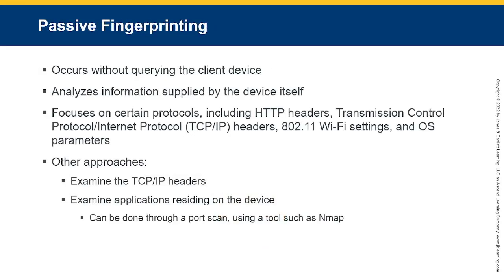Passive fingerprinting occurs without querying the client device. It analyzes information supplied from the device itself, focusing on certain protocols including HTTP headers, TCP/IP headers, 802.11 Wi-Fi settings, and OS parameters. They also can examine the applications residing on the device. This can be done with a port scan with Nmap.